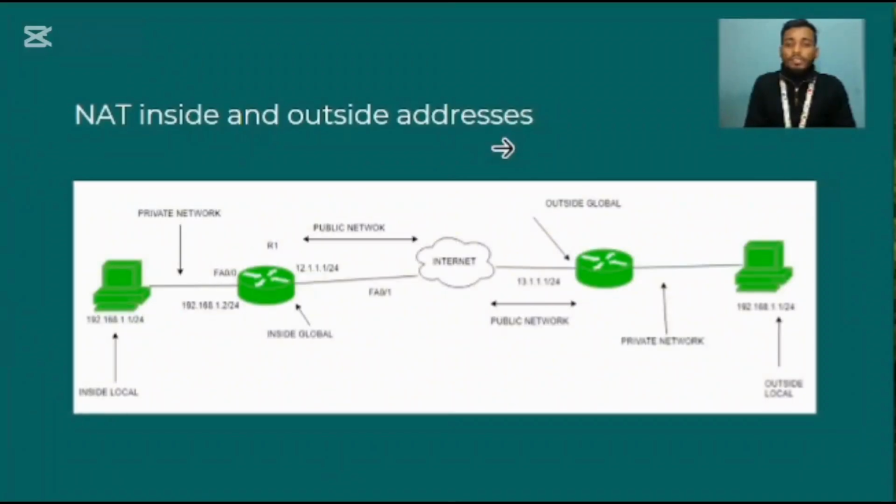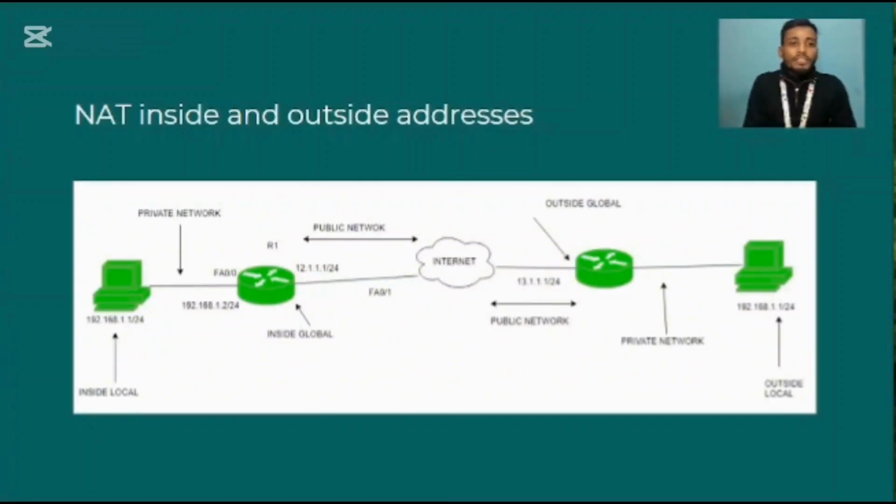Now I am discussing NAT inside and outside addresses. This image represents network address translation and highlights the different types of addresses involved in NAT. This is the private network, this is public, and this is the outside global network.